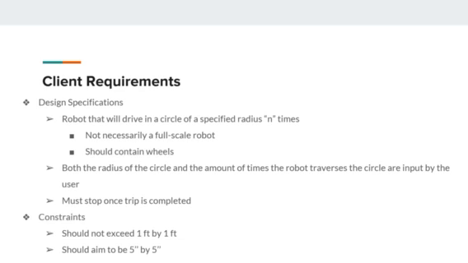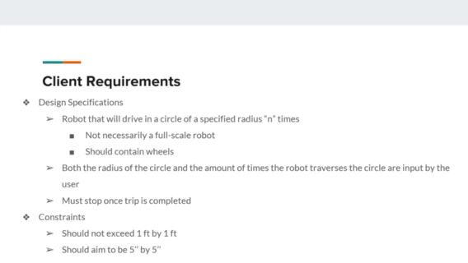For our design specifications, the first one was that the robot will drive in a circle of specified radius n times. The robot was not necessarily a full-scale robot and had to contain wheels. Both the radius of the circle and the number of times the robot traverses the circle are input by the user, and it must stop once the trip is completed.